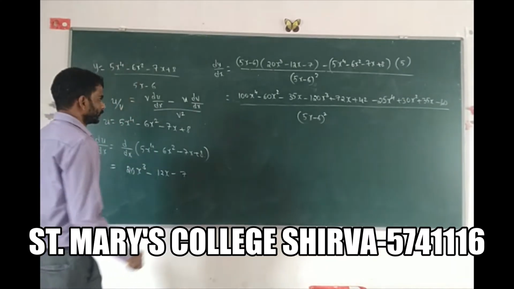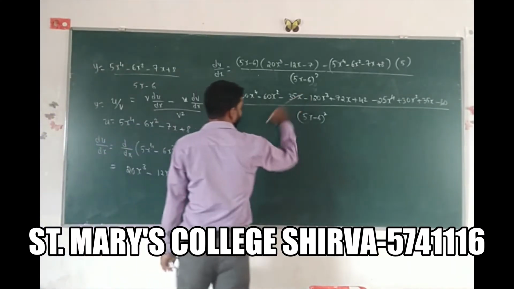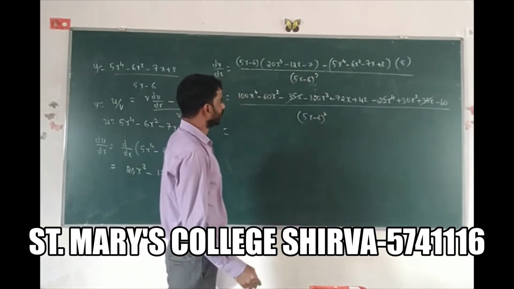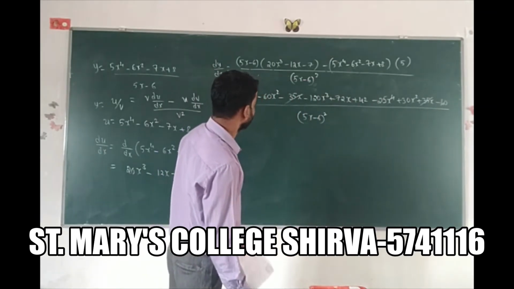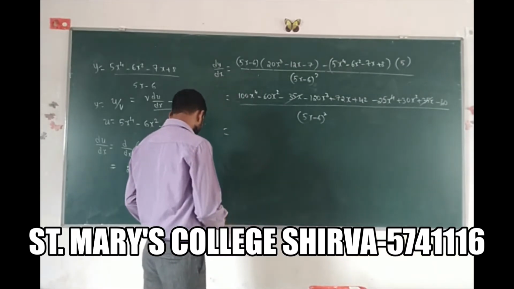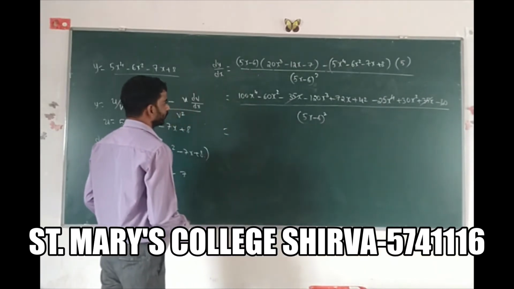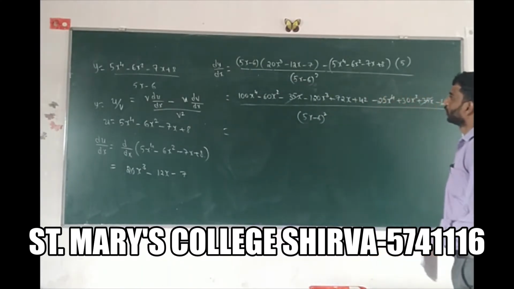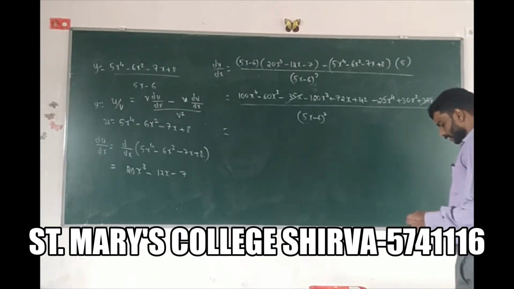Okay, now we can cancel out some terms here. Minus 35x plus 35x cancelled. Then you can check whether any other terms get cancelled.